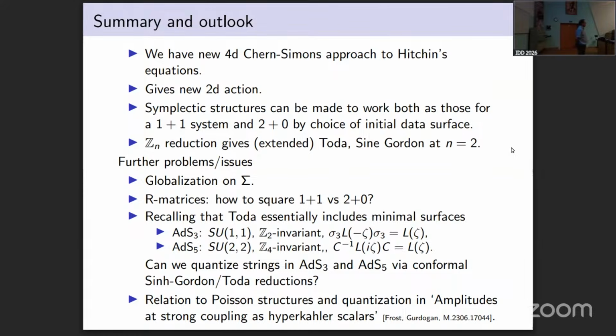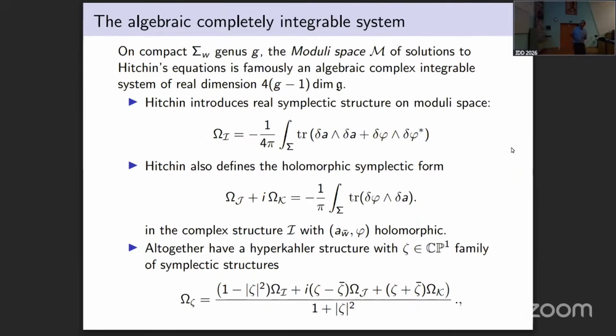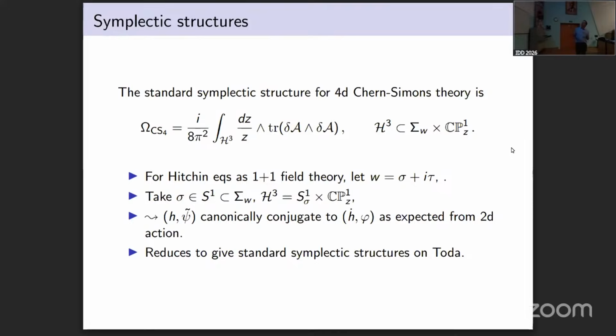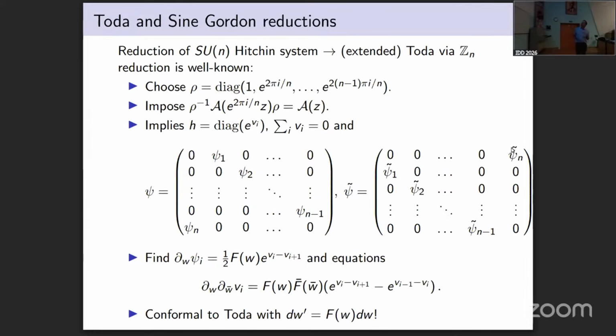Sorry, which action? Well, it's basically quite similar, but there's also a Liouville field appearing. So I don't know if the Liouville field has anything to do with the F of W there. So this is the conformal Toda story. Does the Liouville theory have some relationship to this extra conformal degree of freedom?